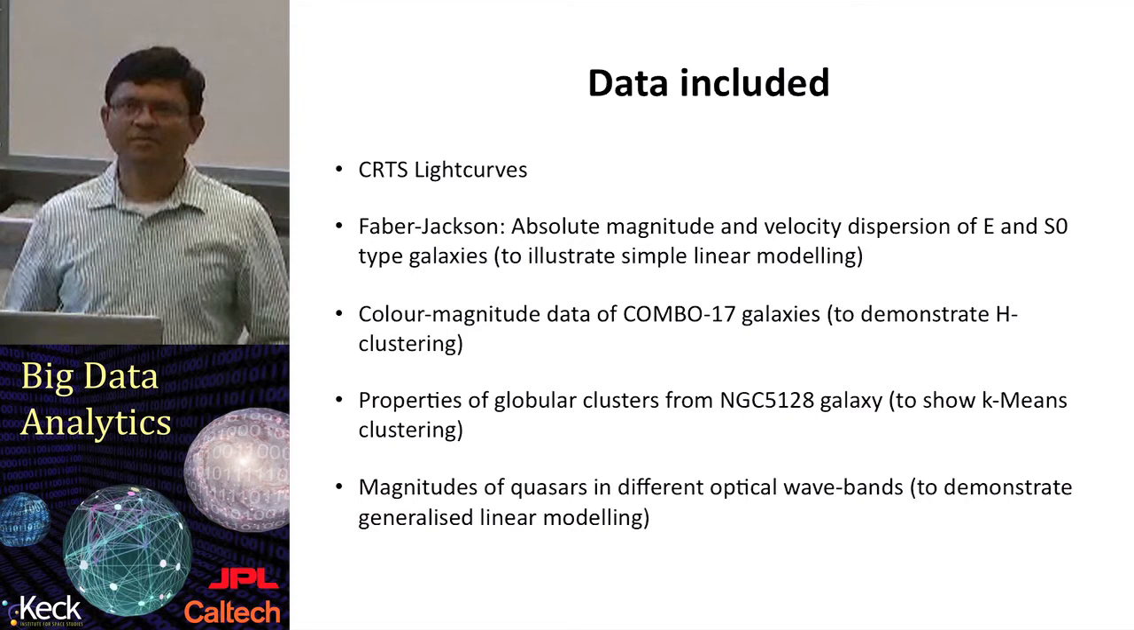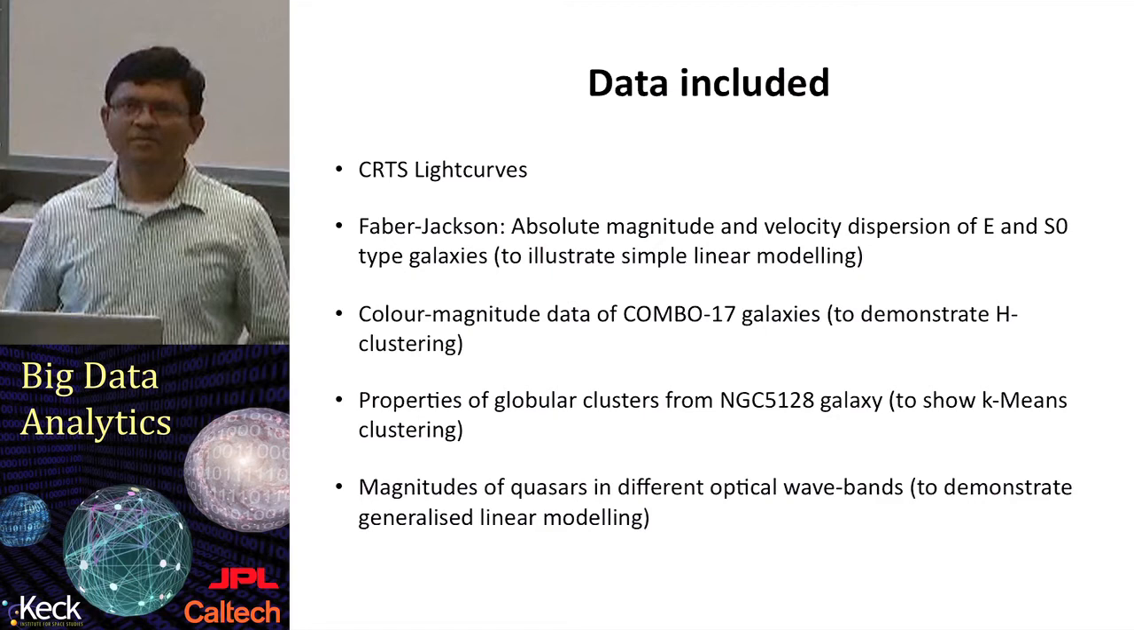Or properties of globular clusters of the NGC 5128 galaxy. This is the one that we use with K-means, and we'll go into it in the next slide. Magnitudes of lots of quasars are available in different optical wave bands. This is for generalized linear modeling. But of course, each of these data sets can be used for any other test that you want to run, because there are many commonalities in them, though there are differences in terms of the number of rows available, the number of columns available in them, and so on.